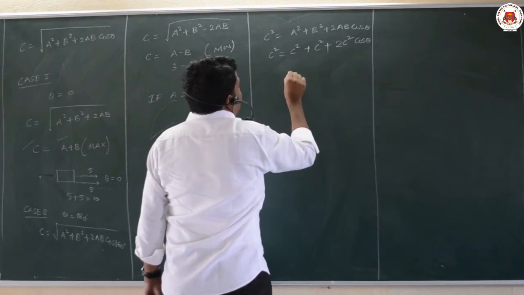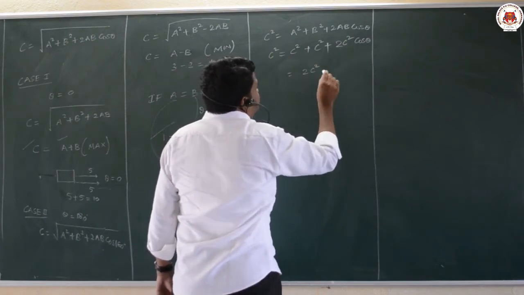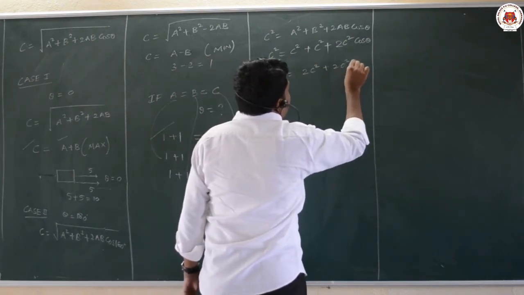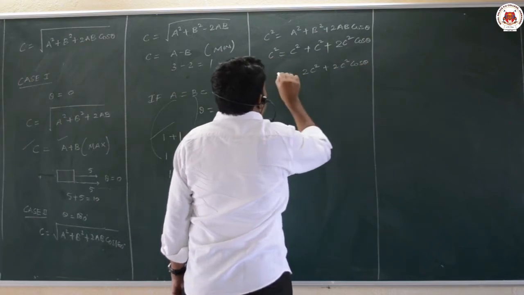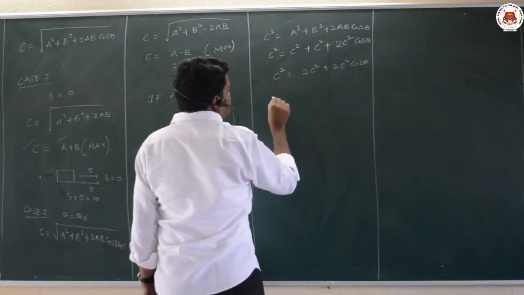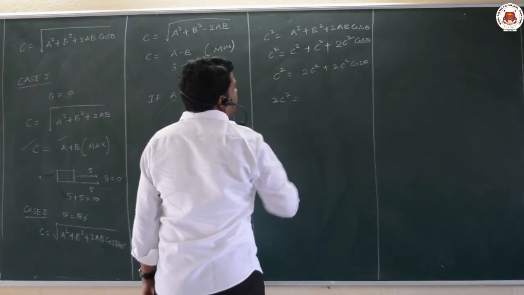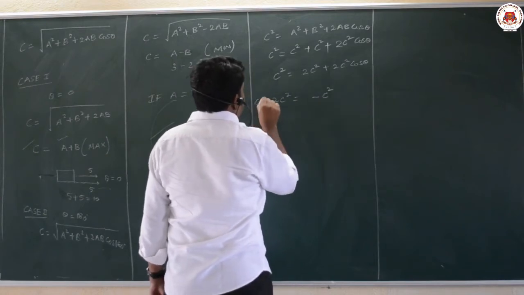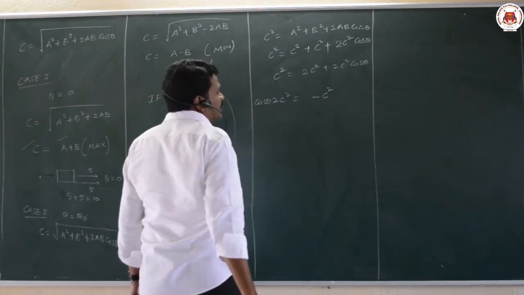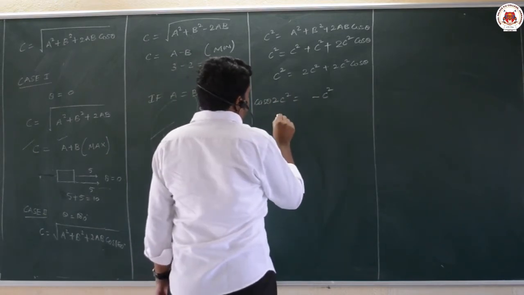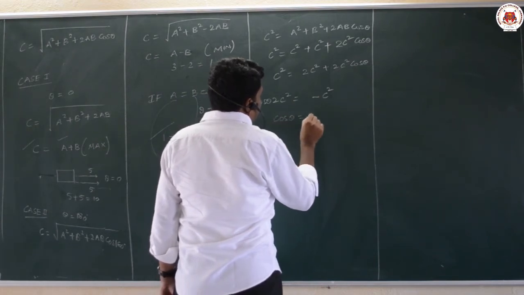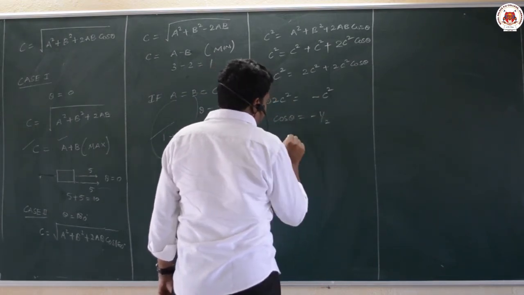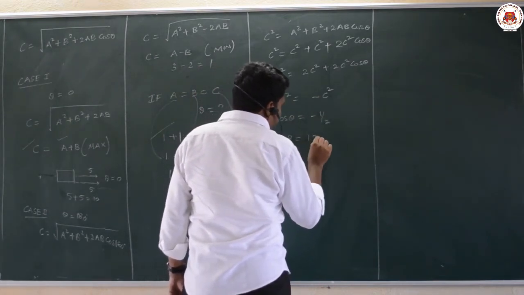So how much will you get? 2c square plus 2c square cos theta. This is c square. Now c square is equal to 2c square plus 2c square cos theta, so 2c square cos theta is equal to minus c square. Then cos theta is equal to minus 1 by 2, then theta is equal to 120 degrees.